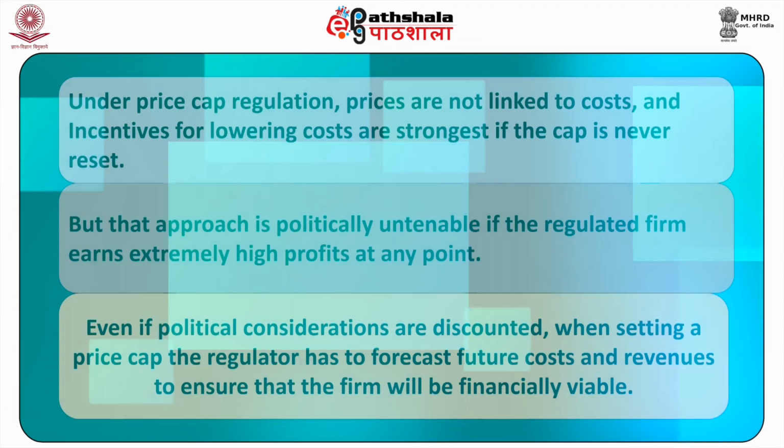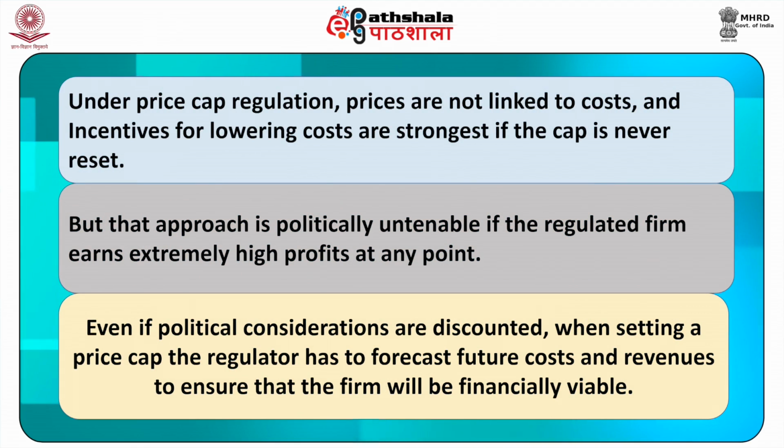Now, one area where the difference between the two mechanisms has been exaggerated is the extent to which they link prices to costs, and hence there are different implications for the trade-off between incentives for supply side efficiency and rent extraction. Now, under price cap regulation, prices are not linked to costs, and incentives for lowering costs are stronger if the cap is never reset. But that approach is politically untenable if the regulated firm earns extremely high profits at any point.